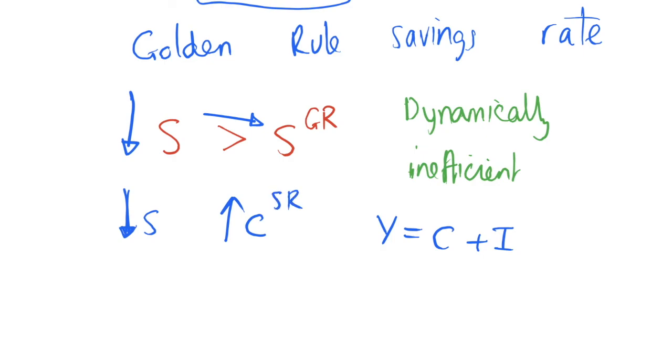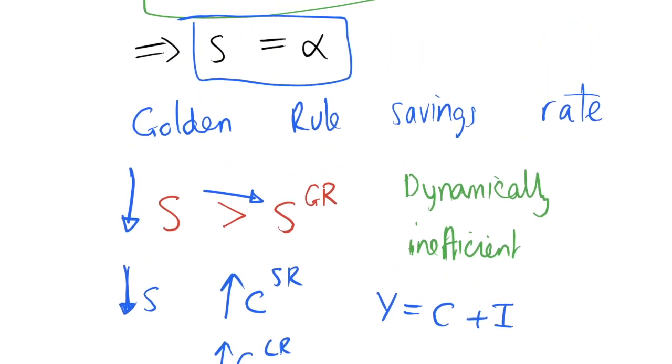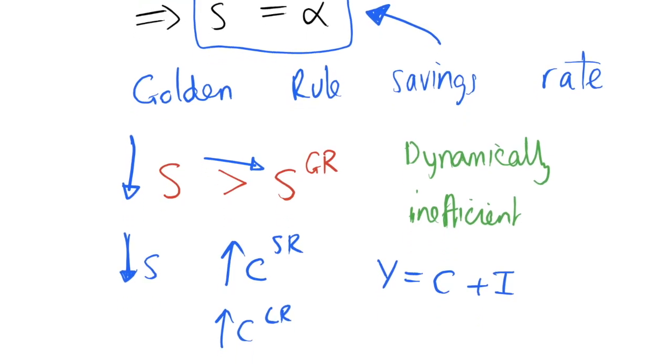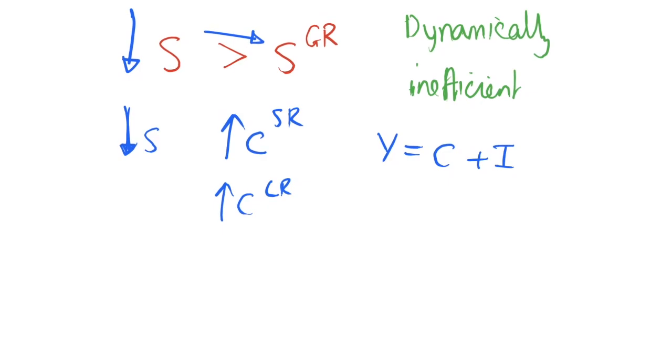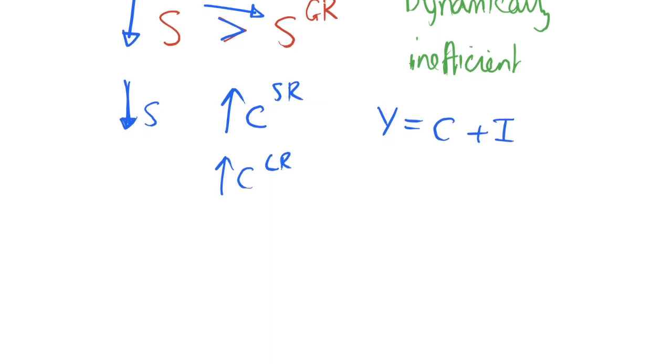So in every period, we're just going to increase our consumption, and it's also going to increase our consumption in the long run, because that's what this golden rule savings rate says. It tells us what our long run consumption is, and so this is maximized at this savings rate alpha. So we're dynamically inefficient if we're above this golden rule steady state, because by decreasing our savings rate, we increase our consumption in every period.